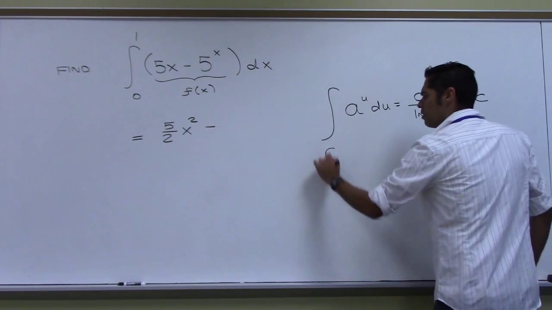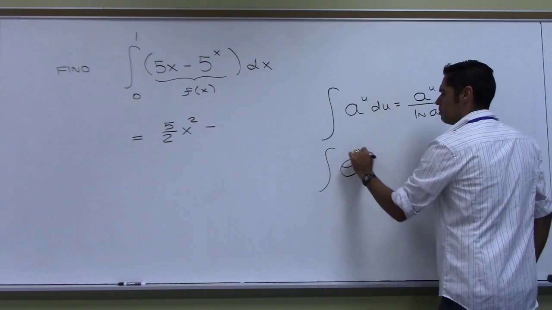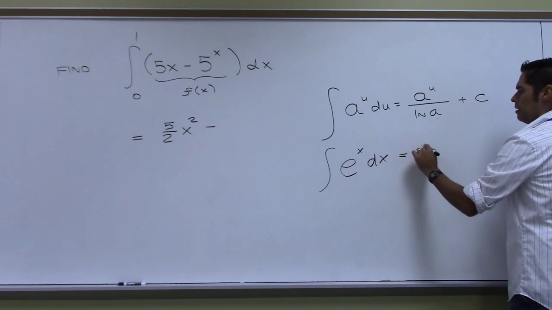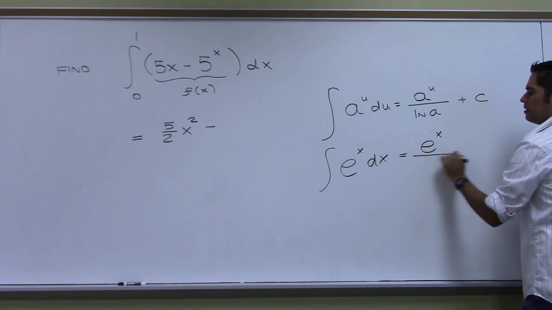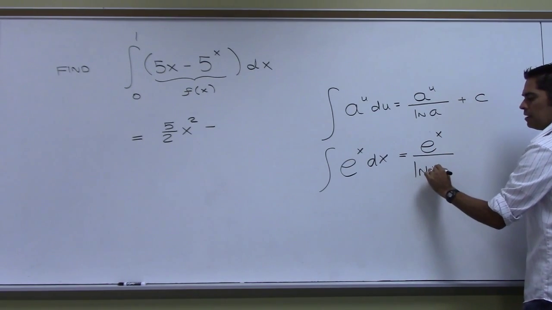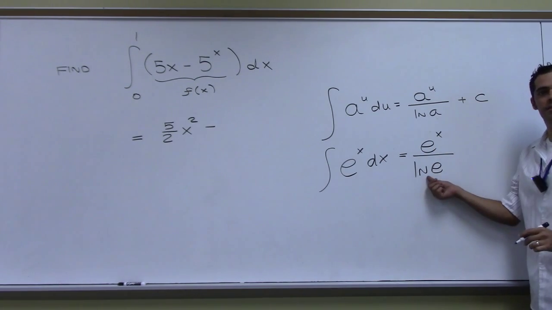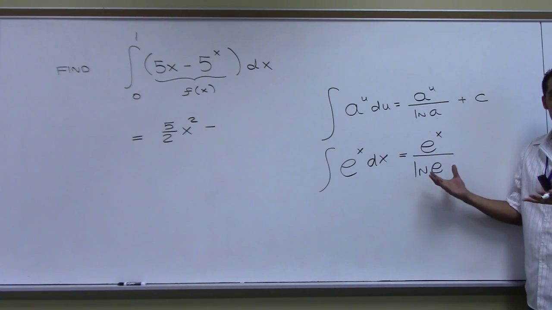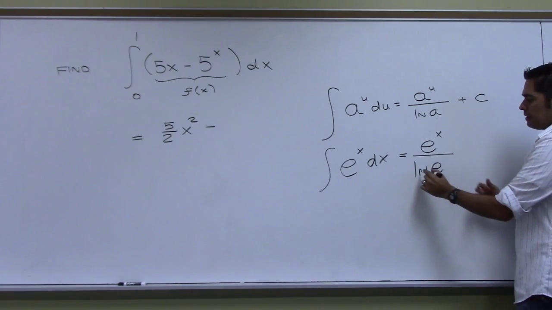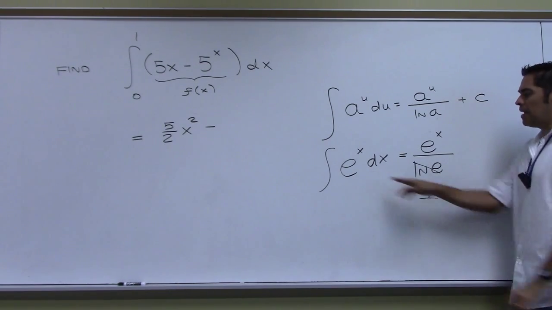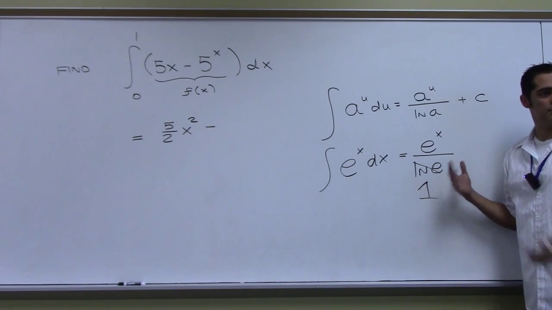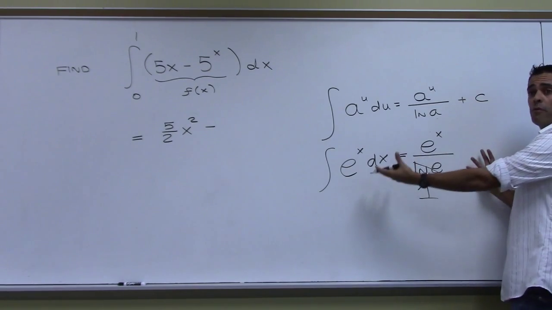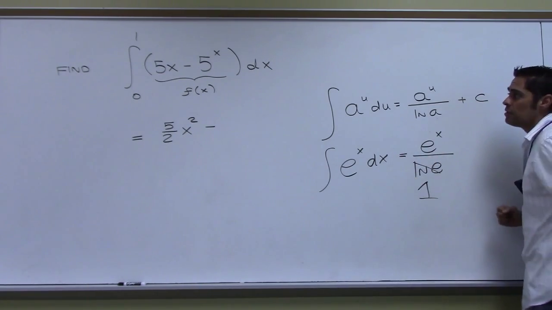Now, does this formula work if you have e to the x? No. Well, you would have this, and then you have natural log of what? E, but natural log of e is 1. So this formula actually works for all exponential functions. In the special case that the base is e, then this formula just turns out to be e to the x, right? So this is a more general formula that you can use for all exponential functions.